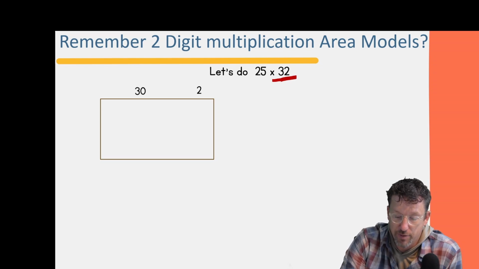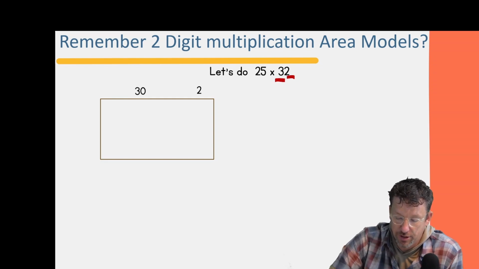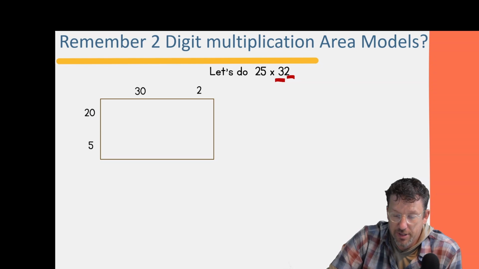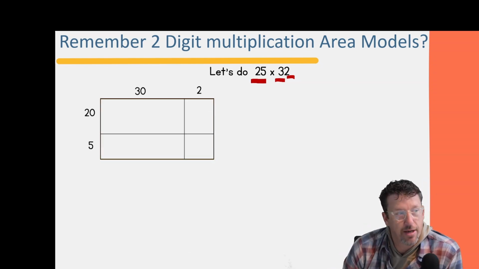So what we would do is we would take this 32. It's our bigger number, so we'd put it across the top, right? And then we break it into two nice numbers. We break it into 30 and then 2. So 30 and 2 still represents the same thing. And then we would take 25 and do the same thing, 20 and 5. And then we just turn it into an area model. Okay, and we're going to try to find how to solve that.